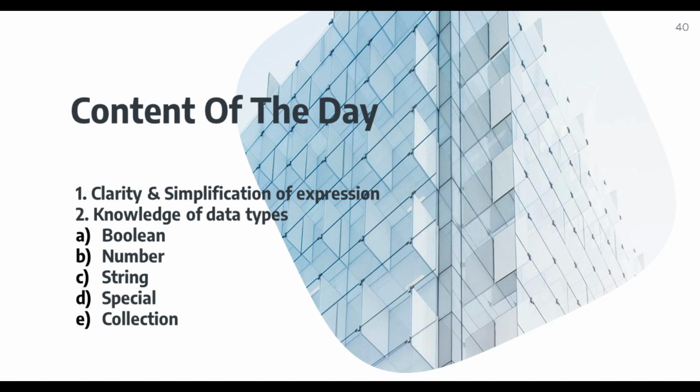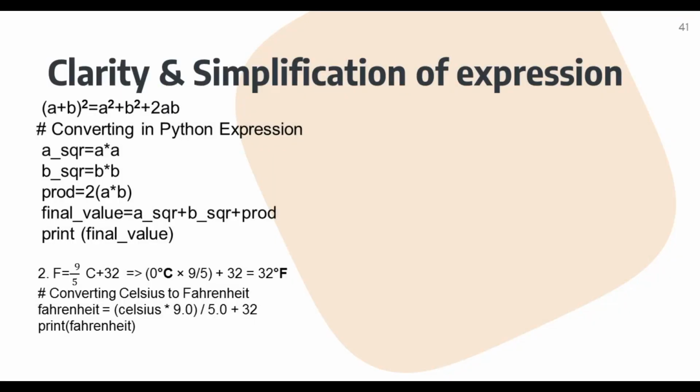Today we will understand the following content. The first thing, clarity and simplification of expression. The second thing, knowledge of data types, in which we will cover boolean, number, string, special and collection data types. So now we will consider the first topic. The first topic is clarity and simplification of expression.